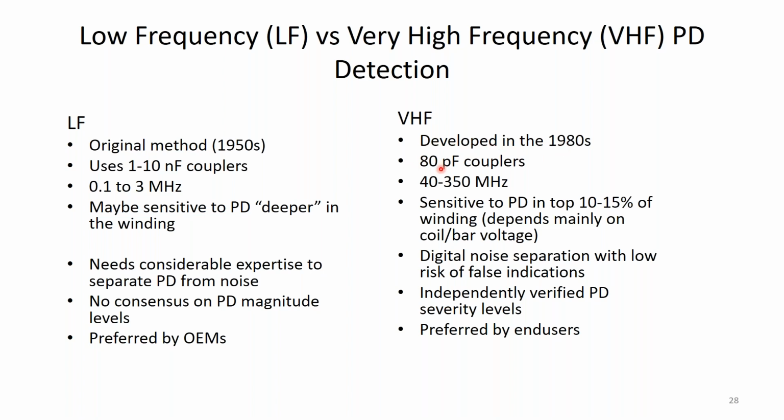It uses 80 picofarad sensors, and it works in this frequency range, the VHF frequency range. One of the things that is commonly said, and there's lots of discussion on this in IEEE and IEC standards for rotating machine PD monitoring, is that maybe the PD with low frequency, you're going to see deeper in the winding.